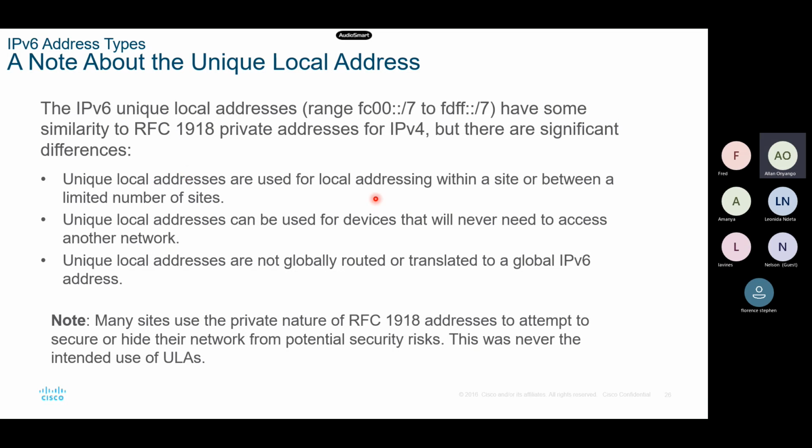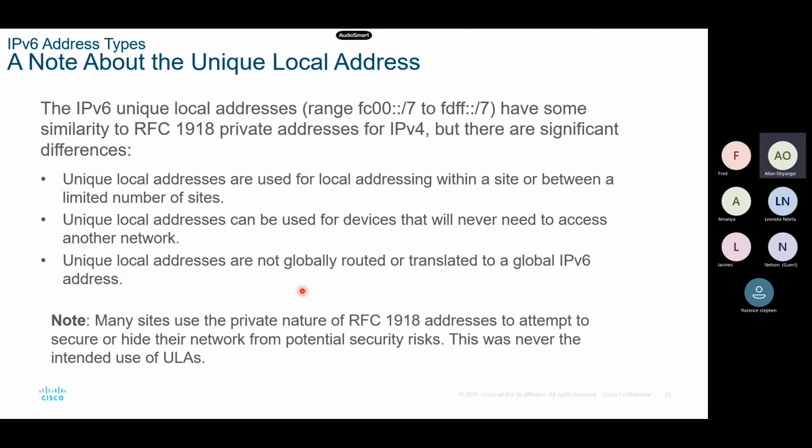Unique local addresses are used for local addressing just within the site or between a limited number of sites, a few sites, which private addresses cannot do. The unique local addresses can be used for devices that will never need to access another network, all right? And unlike in private IPv4 addresses, the devices can still be able to access the internet, but with the help of NAT to translate them.